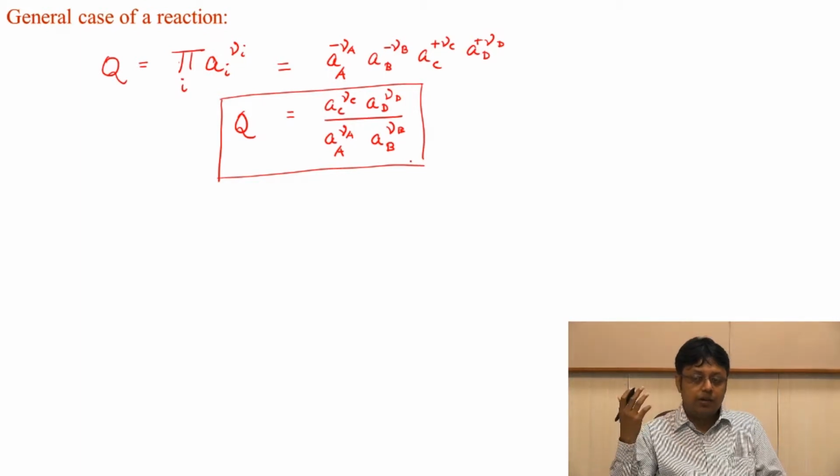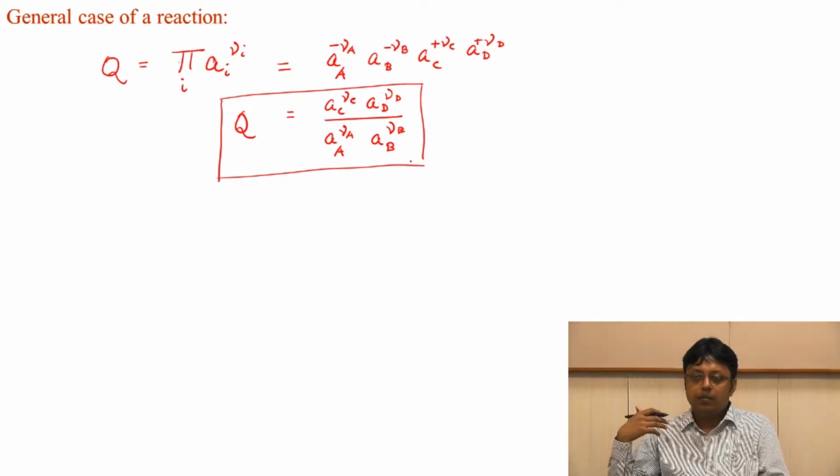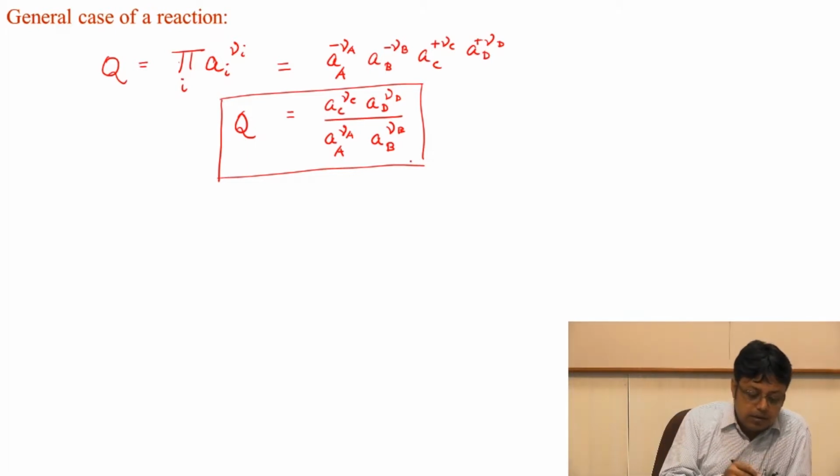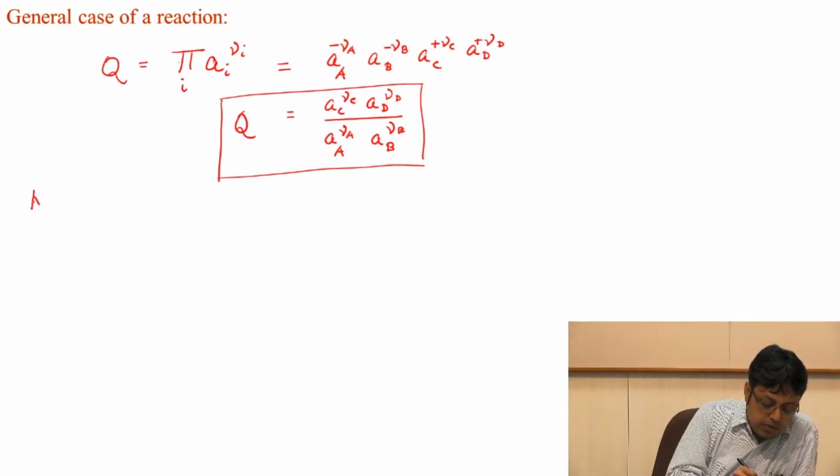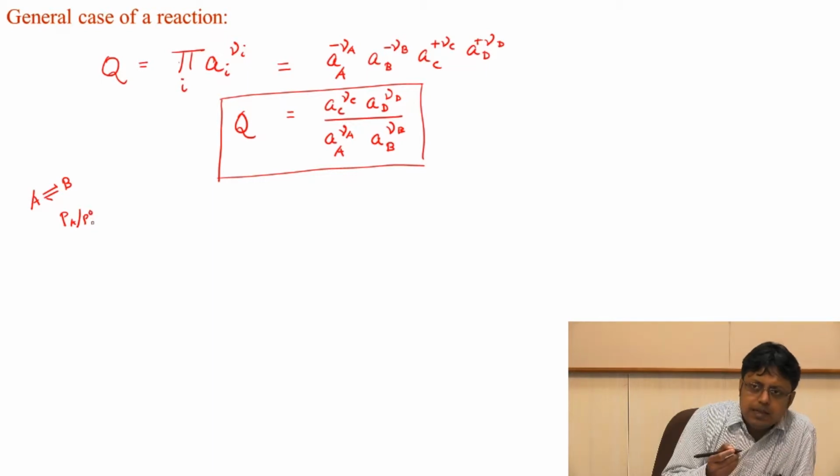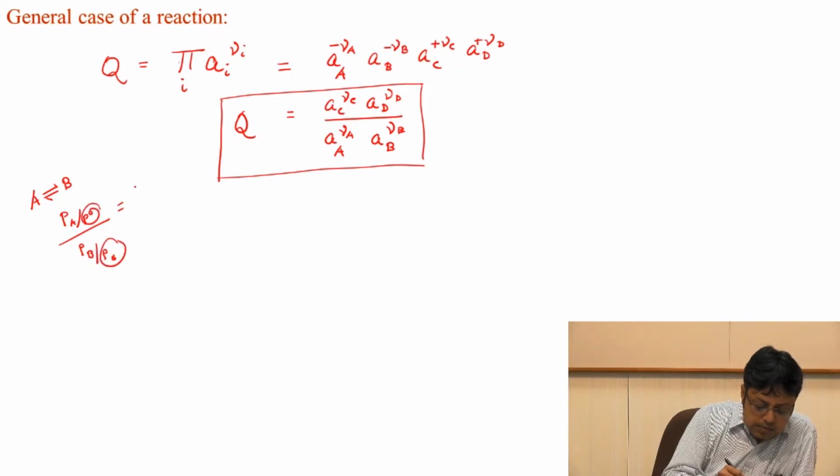If we can write in terms of the activity, we can write partial pressure also. For this general equation, when we wrote A to B, it is basically PB by P0 divided by PA by P0, and that P0 actually got cancelled, and that's why you wrote it as PB by PA. This should be PB by PA.